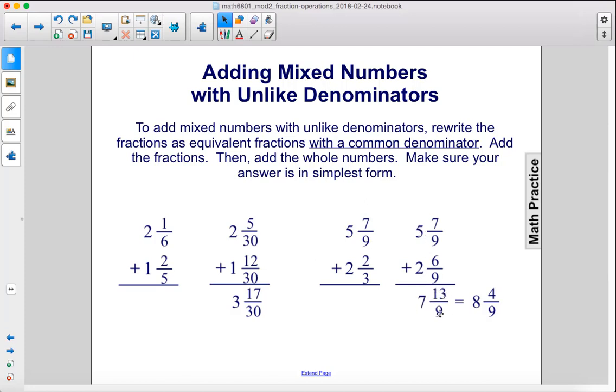And you can see that now we can move over another whole, 9 out of 9, over to this part, so we get 8 and 4/9. In order to do that, you just take 13, you subtract 9, and you move the whole number over here, and that becomes 8, and then 13 minus 9 is 4, so you're left with 4/9.